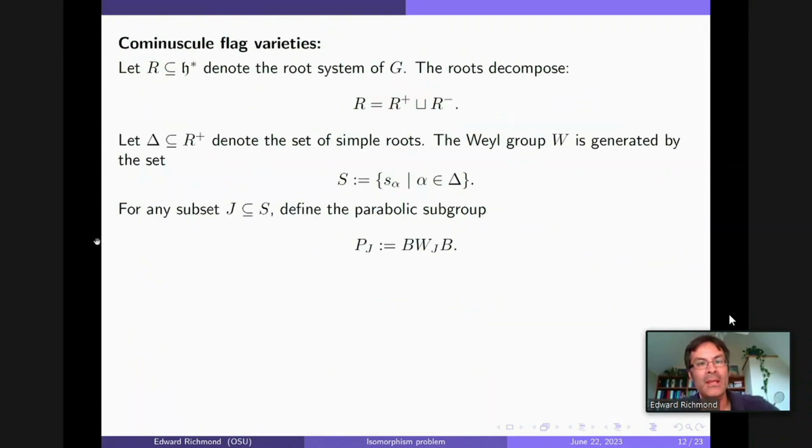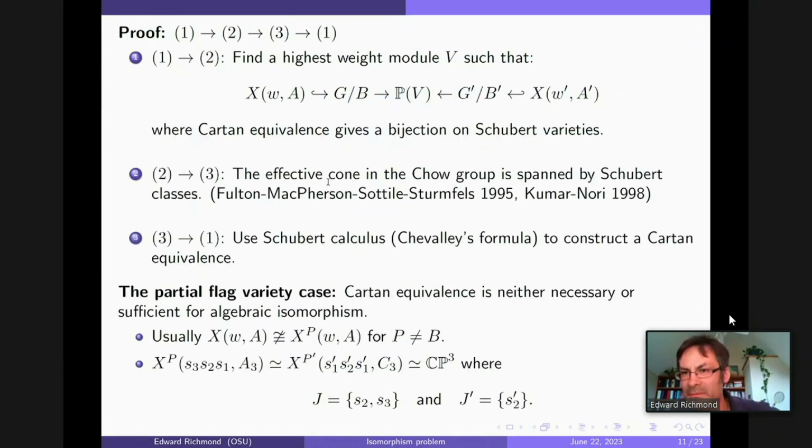Okay. So which brings me to the, were there any other? Oh, sorry, I couldn't hear you very well. Yeah, yeah. 2 is equivalent to 3.